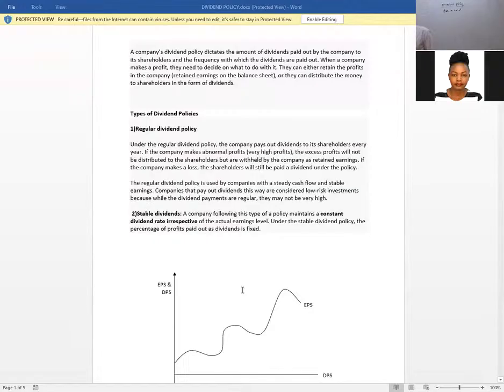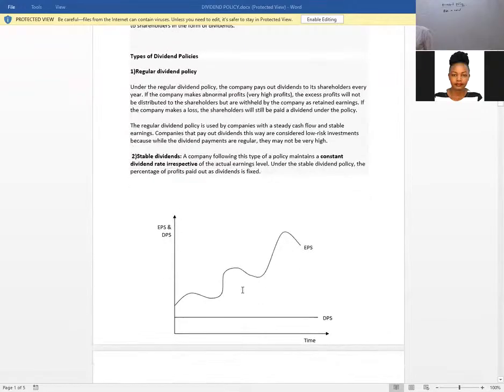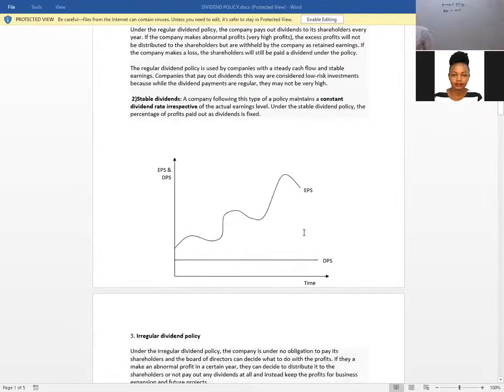So at the end of the day, ladies and gentlemen, look at the DPS. Under stable dividends, we are supposed to know that we have a constant dividend rate irrespective of the actual earnings level. Under the stable dividend policy, the percentage of profits paid out as dividends is fixed.